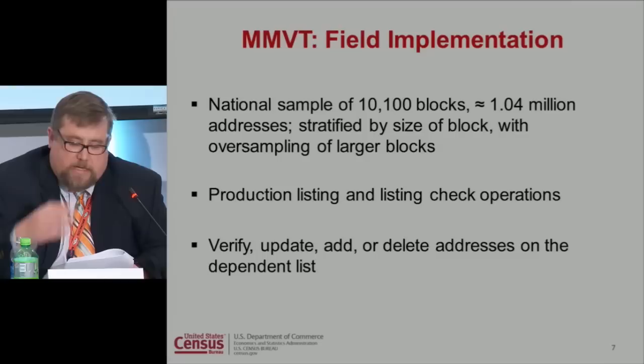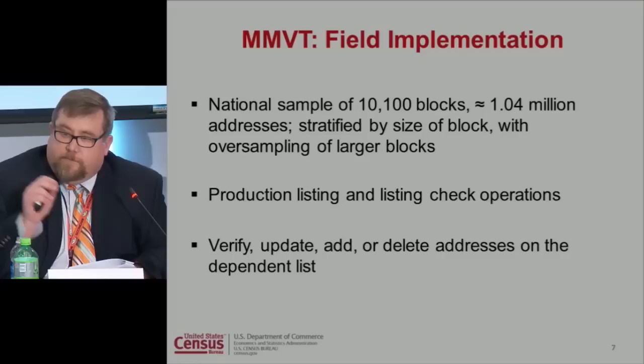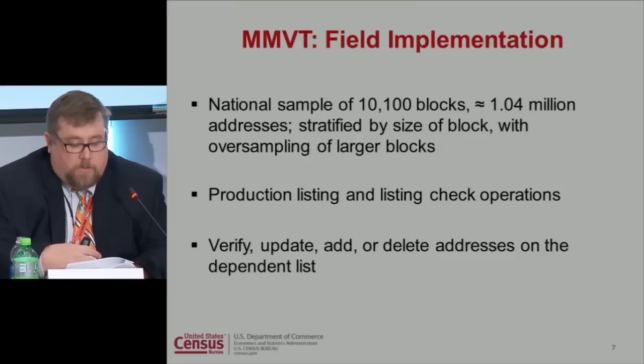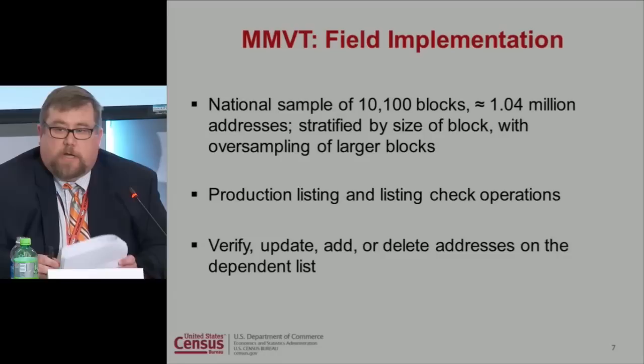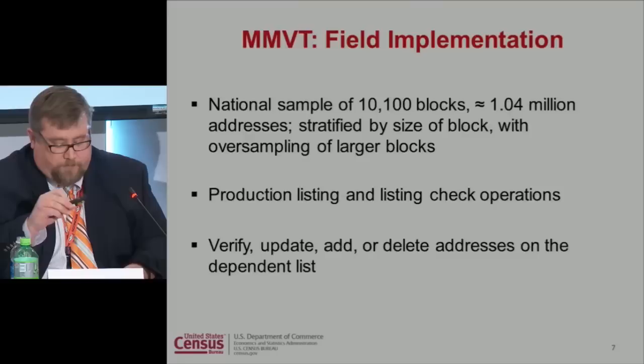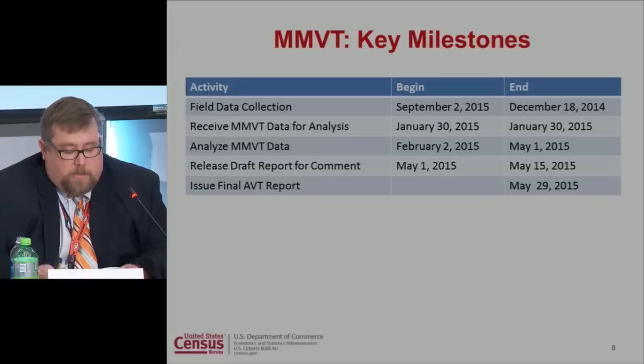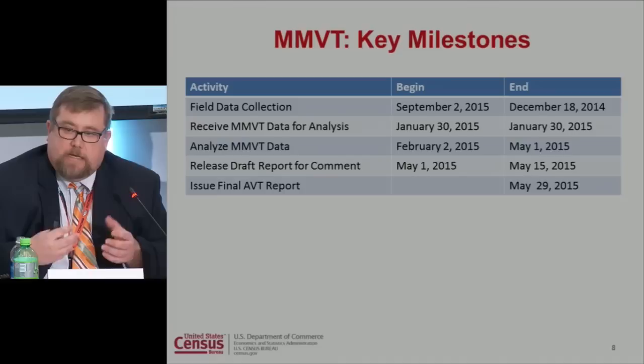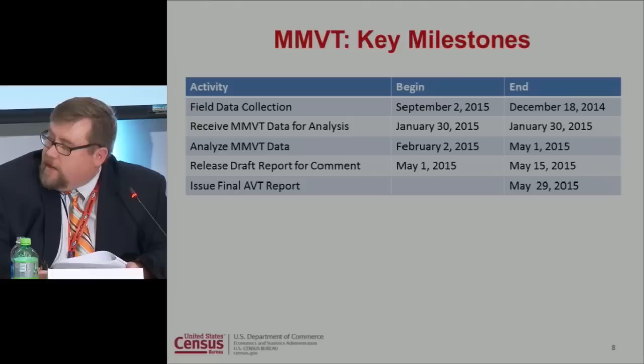One of the things that makes this exercise different from the partial block canvas test is we use the automated listing and mapping instrument, which is our legacy system for capturing address updates in the field. The partial block canvas test uses the new instrument. There are some key dates up here. I think the important one, which I will highlight later, is this May 29th date, when we will have the results of AVT, both MMVT as well as partial block canvas. I believe that will allow us to report out at an upcoming PMR.